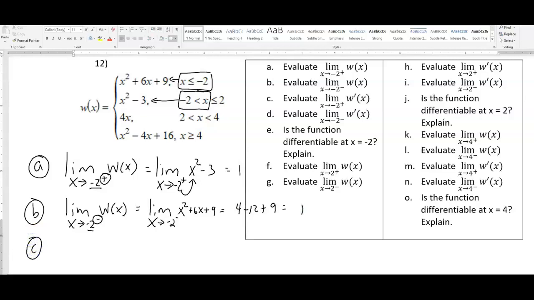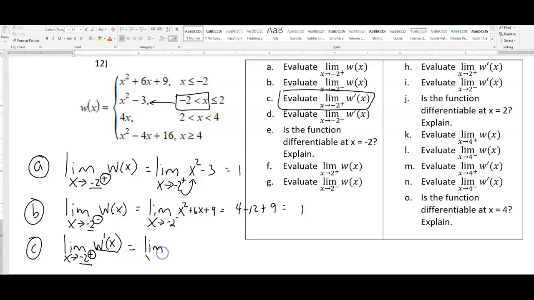And then part C, we are being asked to find -2 from the right. But this time they're looking for w prime of x. Okay, so once again, since I'm approaching -2 from the right, that's going to be, matter of fact, let me just erase this stuff. If I'm approaching -2 from the right, that's going to be where x is greater than -2. So I'm using that piece, but this time I want the derivative of that piece. So that's going to be the limit as x approaches -2 from the right of the derivative of this, which is 2x. And my direct substitution will give me -4 as an outcome there.